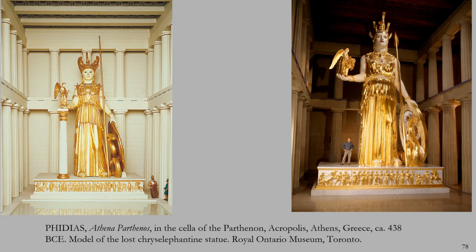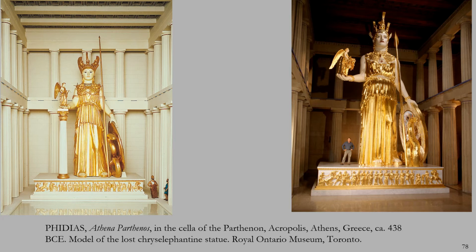You see in her hand she is holding a Nike. Nikes were associated with Athena. They were symbols of victory. She is a warrior goddess. You can see her with her spear and her shield. She is wearing this garment made of gold. Eventually the statue was destroyed, the gold was stolen.